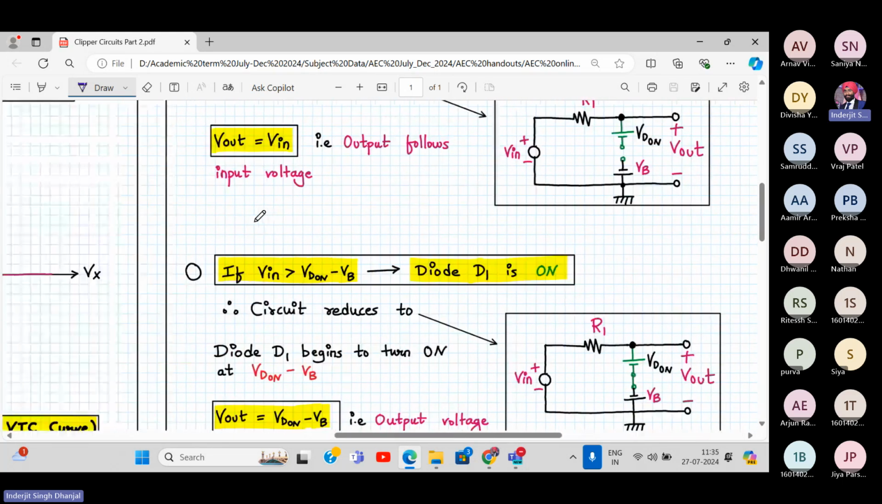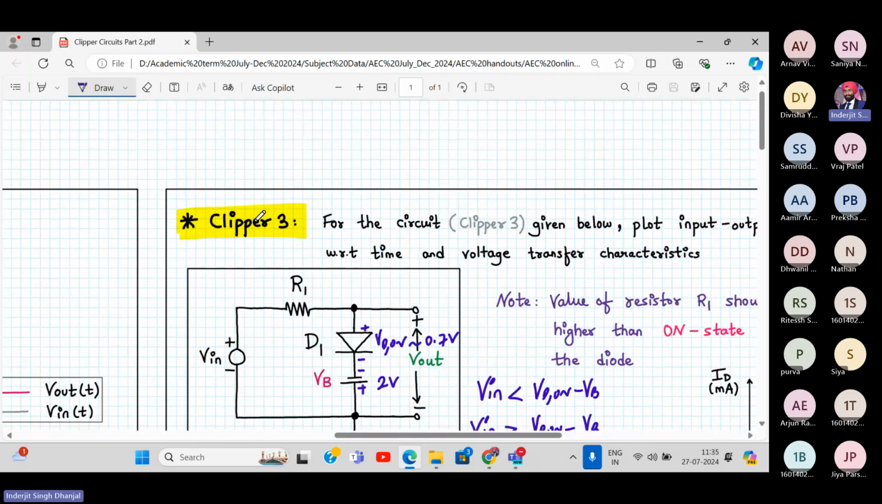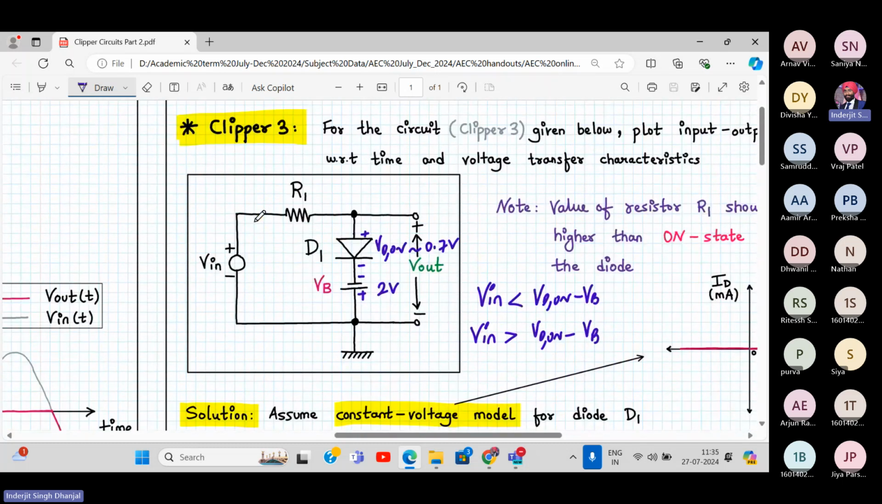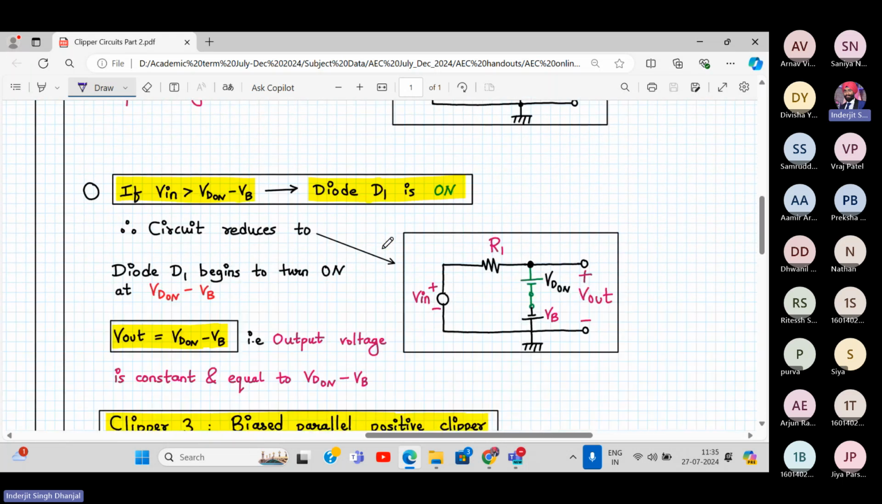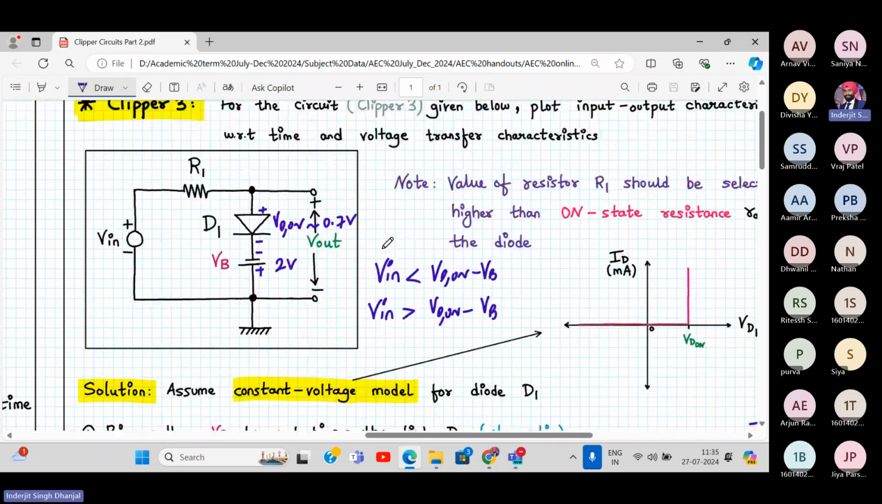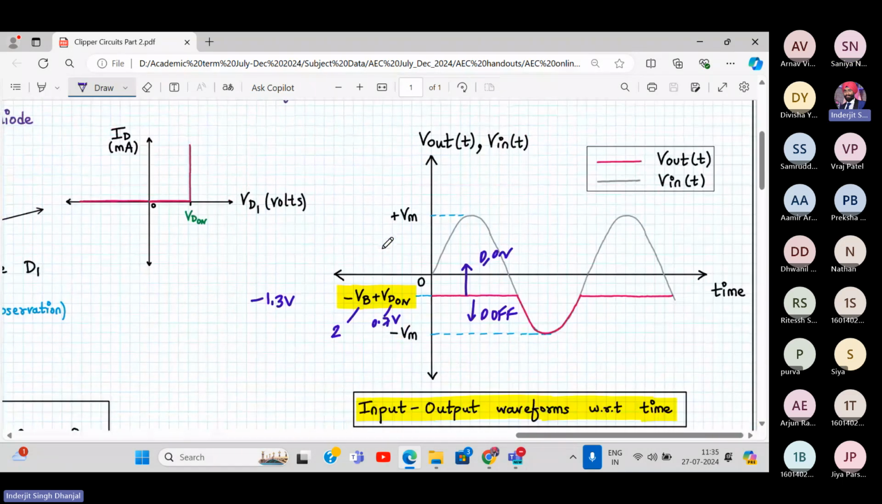Do you understand how the analysis becomes very simple when we do it this way? Just identify the clipping level. That's it. Okay, any doubt in clipper number 1, 2, 3? Anyone? No doubts?